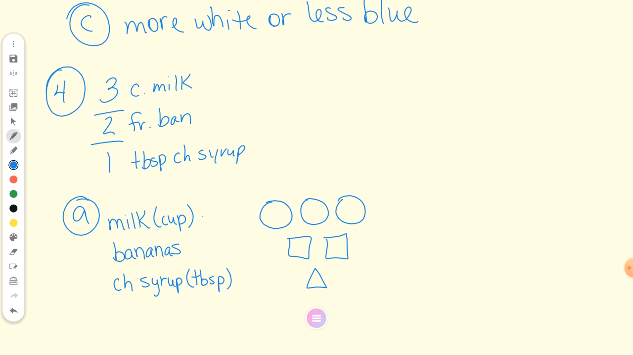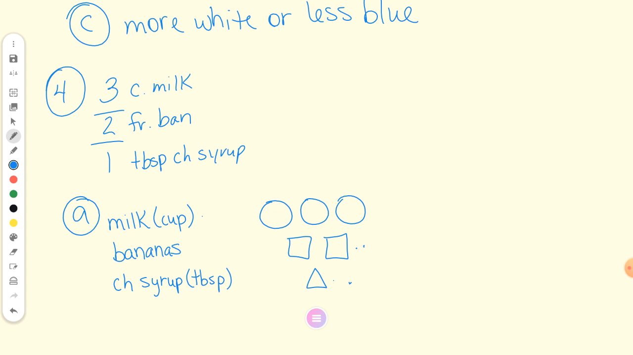Give me another one, Elise. For every 3 cups of milk, there are 2 frozen bananas and 1 tablespoon. Okay, so she included all 3. It's fine. So for every 3 cups of milk, there are 2 bananas and 1 tablespoon of chocolate syrup. That works. Leo? Okay, for every 2 frozen bananas, there is 1 teaspoon of chocolate syrup. That works. Tatum? I don't know if mine works, but for every 3 cups of milk and 2 frozen bananas, there is 1 tablespoon of chocolate syrup.